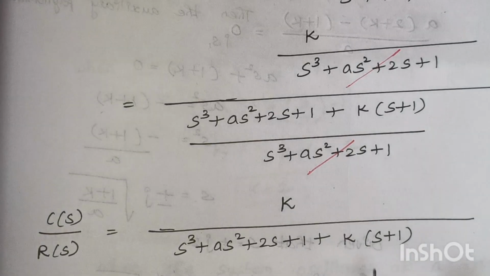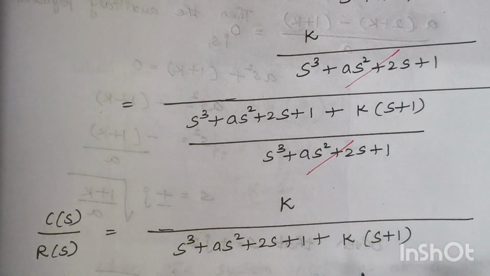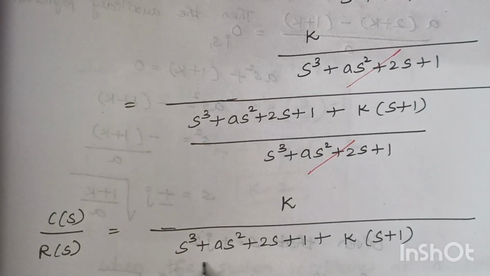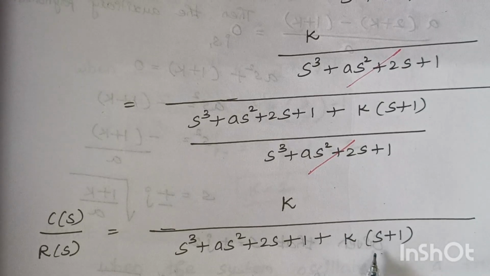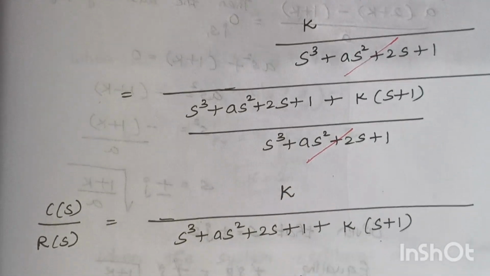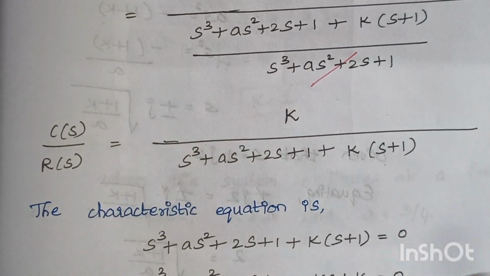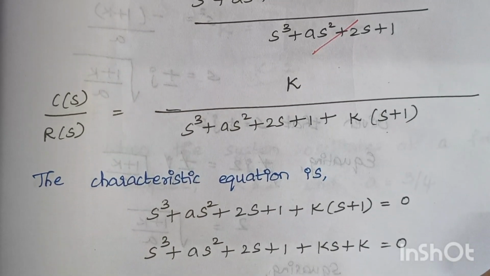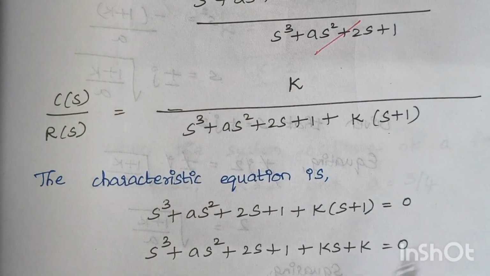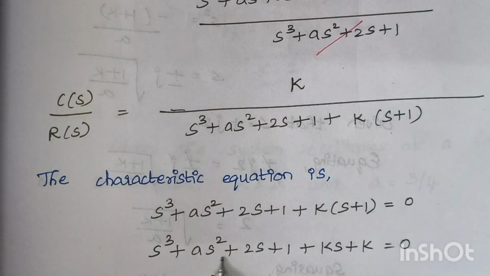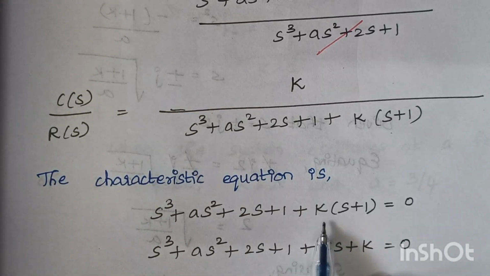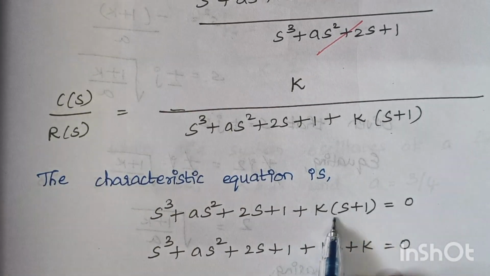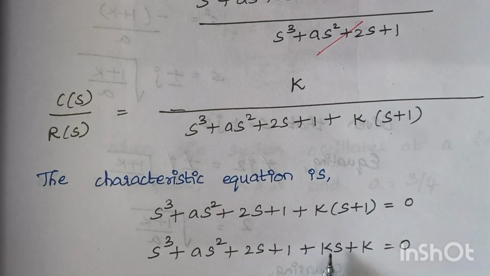Right. So what is the characteristic equation? The denominator term of the closed loop transfer function is known as the characteristic equation. So here this is our characteristic equation. Right. So here this is our equation and finally we are going to solve this equation. So the remaining terms you write as such. So here we are having k into s plus 1. So just multiply. K into s, ks, k into 1, k.